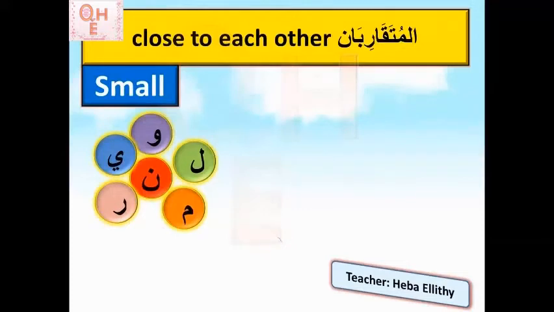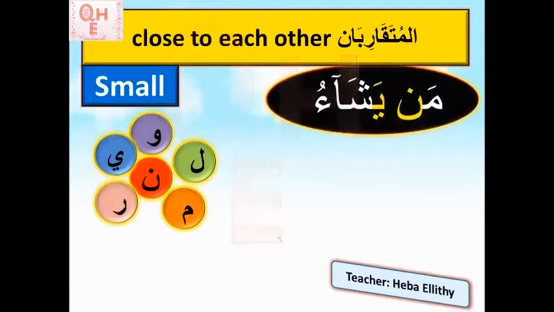We can say noon, if it's followed by the letters of the word yarmilun, except the letter noon, because noon and noon are identical, so it follows the first case. So if I have noon followed by lam or mim or ra or ya or waw, in this case these are two neighbor letters. Noon with lam is a neighbor, noon with mim is a neighbor, noon with ra is a neighbor, noon with ya is a neighbor, noon with waw is a neighbor.